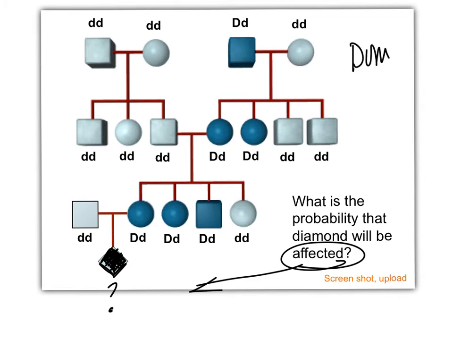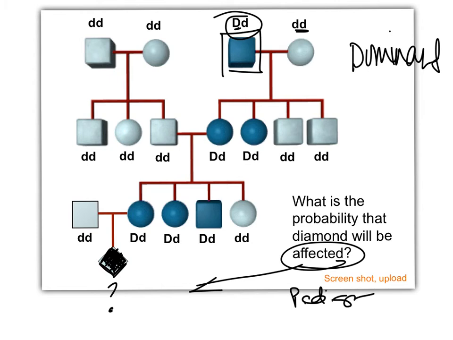This is a dominant disorder. If you weren't sure, you could tell because the closed-in guys are labeled with at least one large capital letter, small guy here. Take a screenshot, upload to this, below this tutorial, pedigree intro 2.